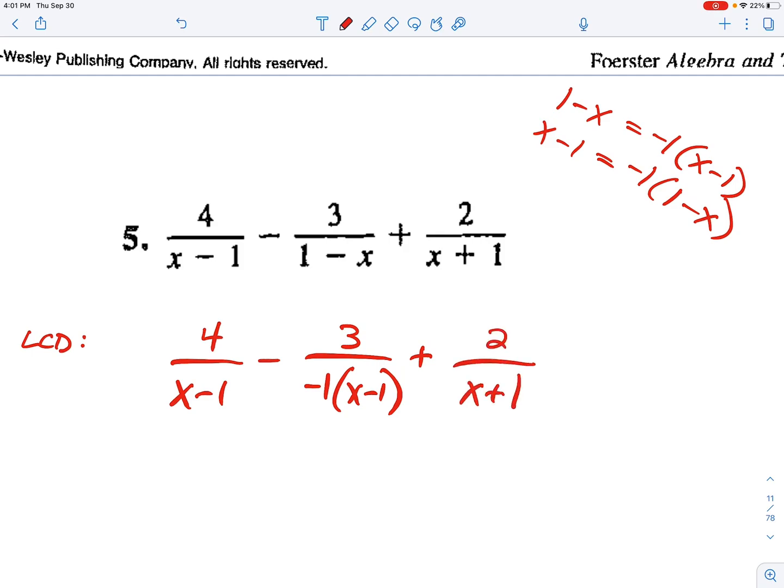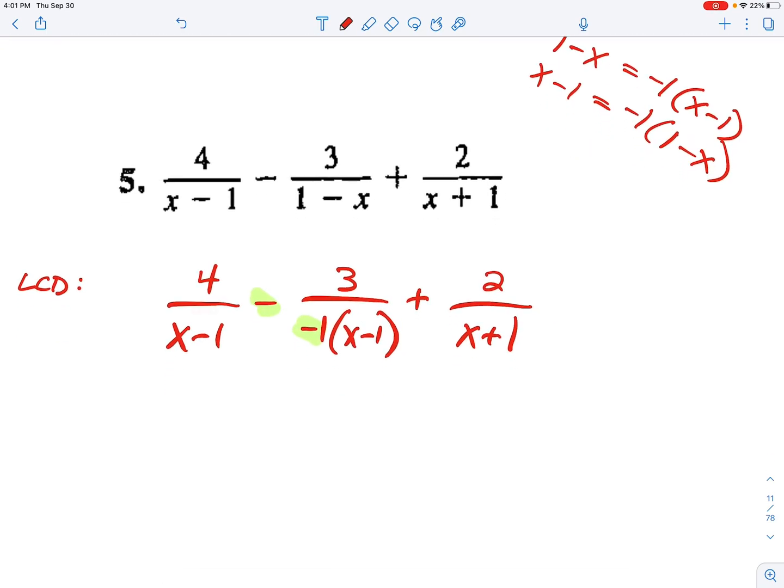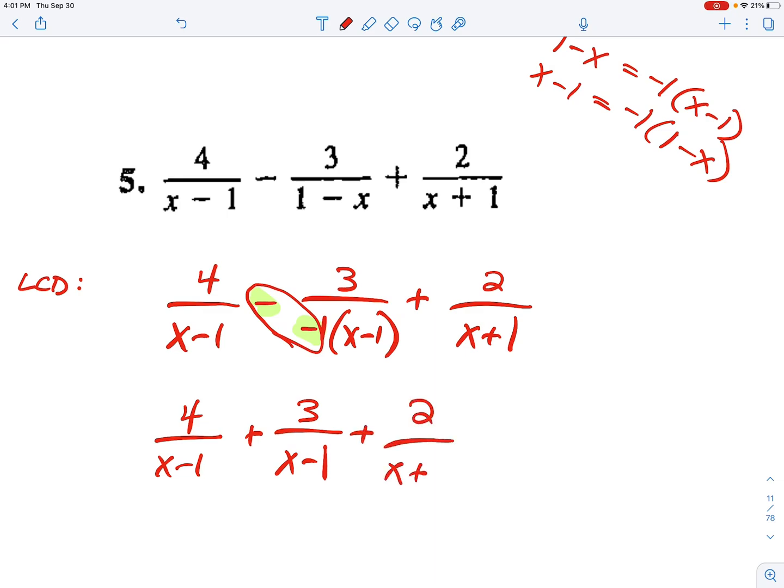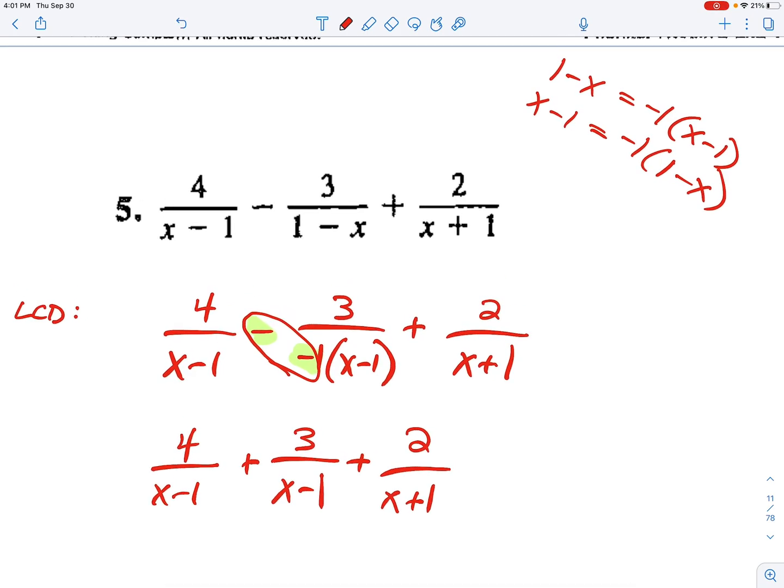Now I'm going to clean up this middle term a bit. I see a negative sign and a negative sign, so I'm going to make it an addition problem: 4 over x minus 1 plus 3 over x minus 1. See what I've done there? The negative and a negative make a positive, plus 2 over x plus 1. That's the hard part, to realize that those 2 terms are opposites, so you can factor out a -1. Our lowest common denominator now is x minus 1 times x plus 1. And so we can proceed like we have before.